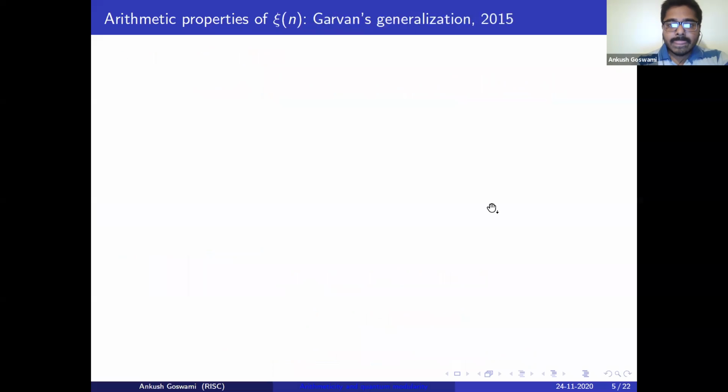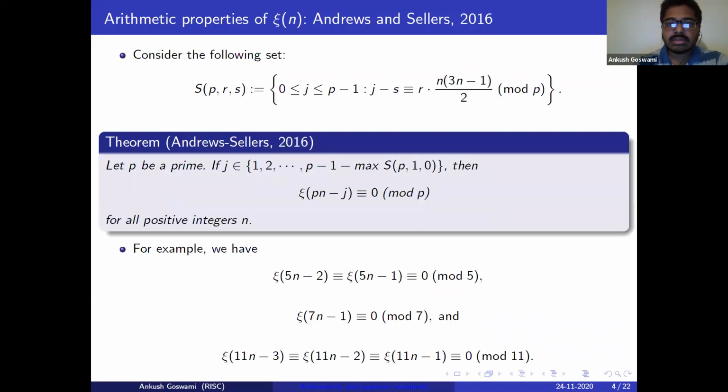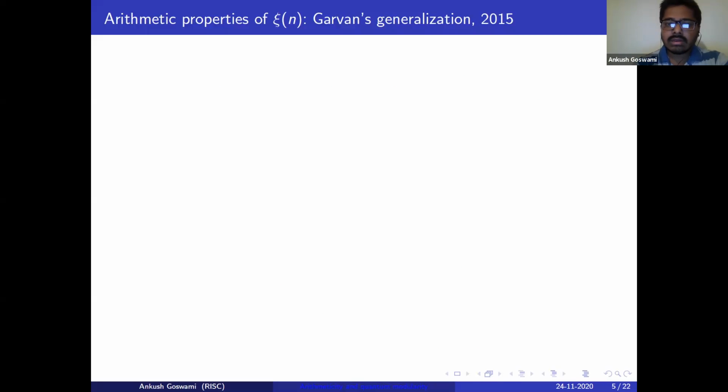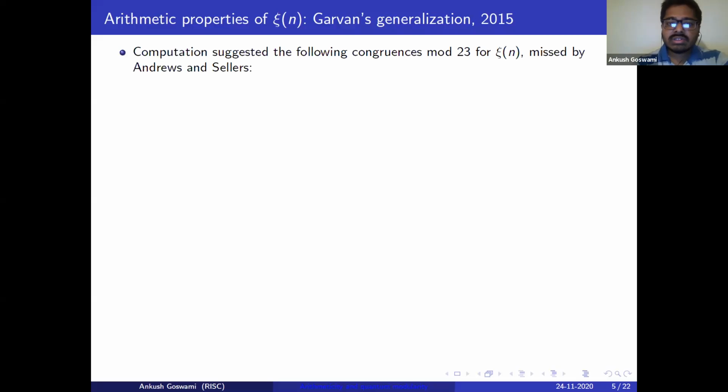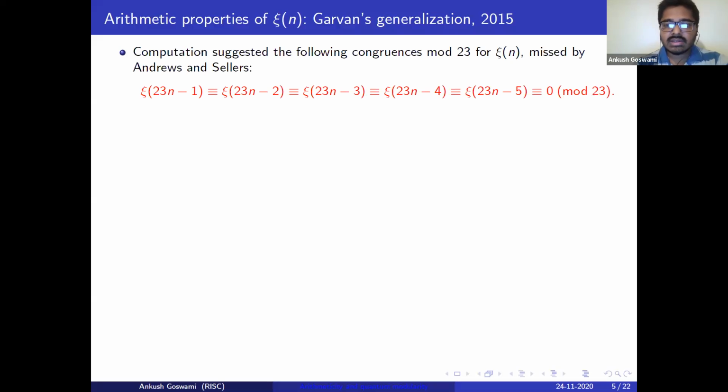Okay, so in 2015, shortly after Andrews and Sellers published their work on arXiv, Garvan generalized Andrews and Sellers' result. But before that, he did some computation, and his computation suggested the following congruences mod 23 for the Fishburn numbers. And these are the congruences mod 23 for the Fishburn number xi. And after he generalized Andrews and Sellers' result, he actually showed that this is indeed the case. I mean, mod 23, the Fishburn numbers satisfy these congruences.